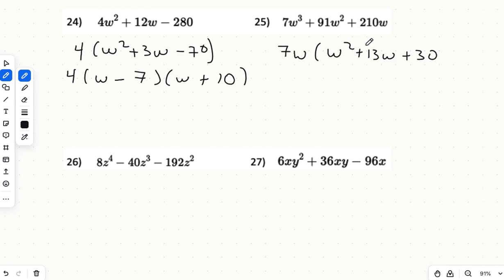So again, if it doesn't come out as something squared, then the something and then a plain number, check your greatest common factor, because you probably have an error at that spot. So 7W, we'll set up some W's, leaving some space. So I need two numbers that multiply to be 30 and add to be 13. Sounds like 3 and 10. And we got it.